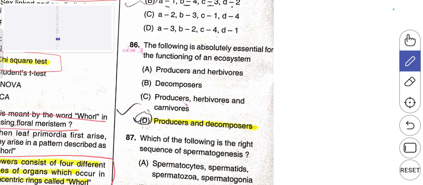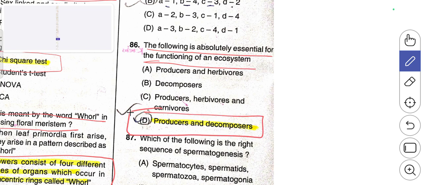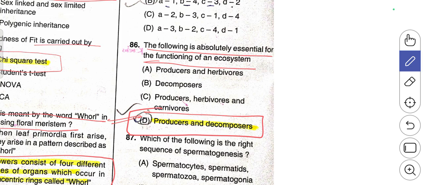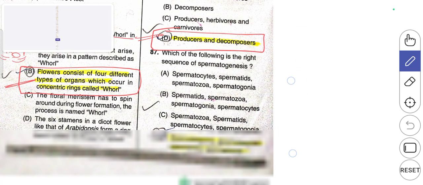Then 86th question. The following is absolutely essential for the functioning of the ecosystem: producers and decomposers have to be there in a particular ecosystem. So D is the right answer.